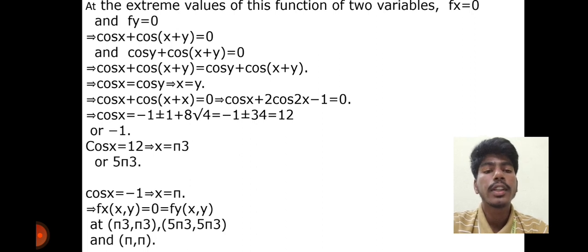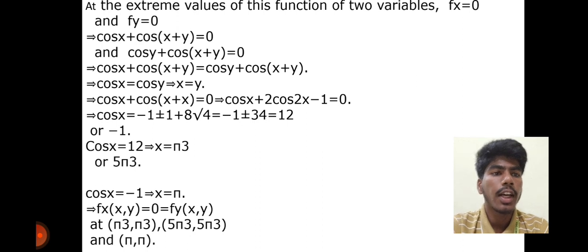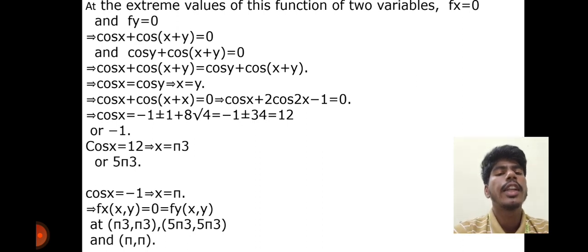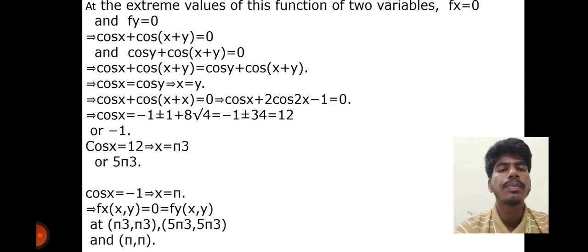The stationary points are (pi by 3, pi by 3), (5 pi by 3, 5 pi by 3) and (pi, pi) for the given function sin x plus sin y plus sin of (x plus y).